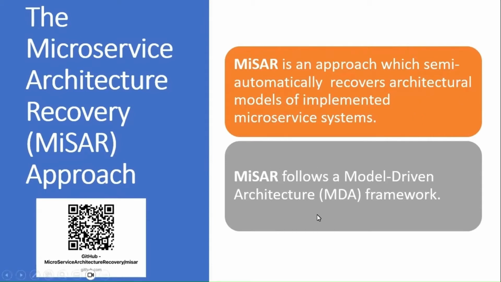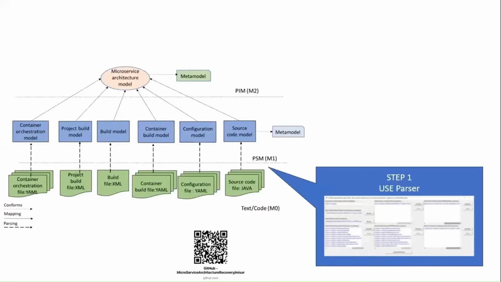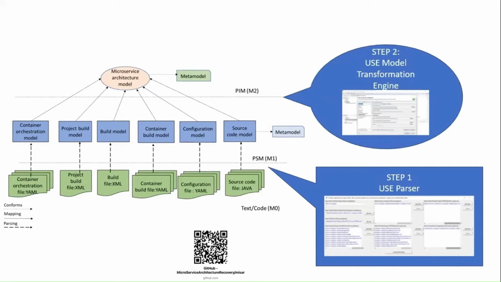To do that, it follows the model-driven architecture framework. As a user of MiSAR, the first step is to use the MiSAR parser, which analyzes the microservice-based system that we want to recover its architectural model, and it will generate a platform-specific model. The platform-specific model is an abstract representation using technologies of the microservice system. The second step, we can use the model transformation engine, which will generate the platform-independent model, which represents the recovered architectural model of the microservice system.